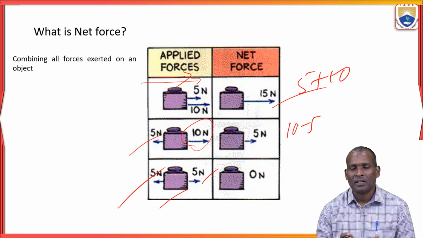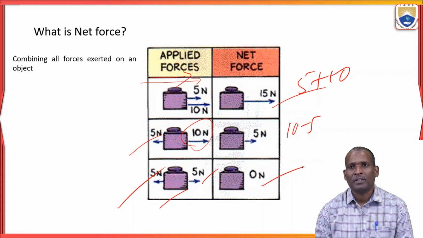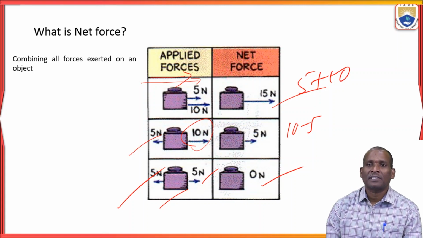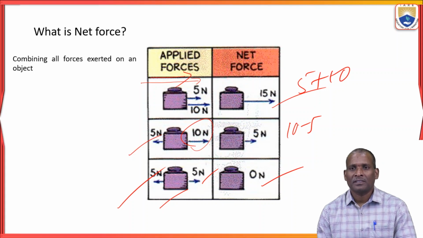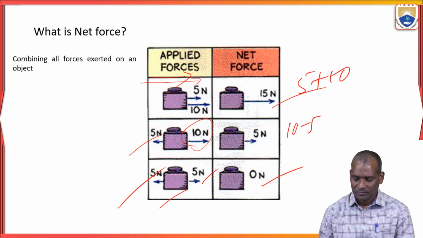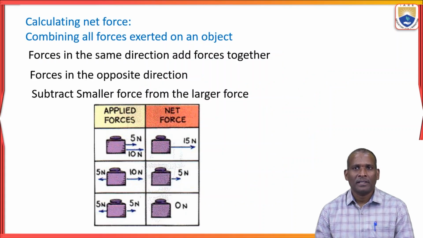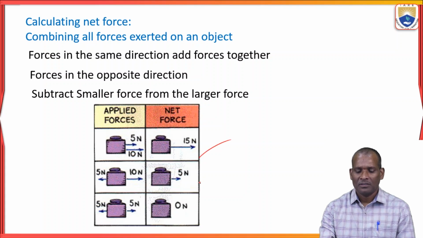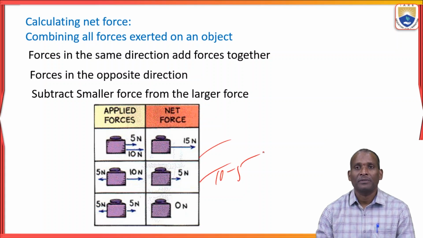In the previous slides we have already discussed this condition. That is 0, 5 minus 5. So it means it is in static condition. There is no motion between the surfaces. Forces in the same direction add together. For forces in the opposite direction, subtract the smaller force from the larger force. So already we have done 10 minus 5.